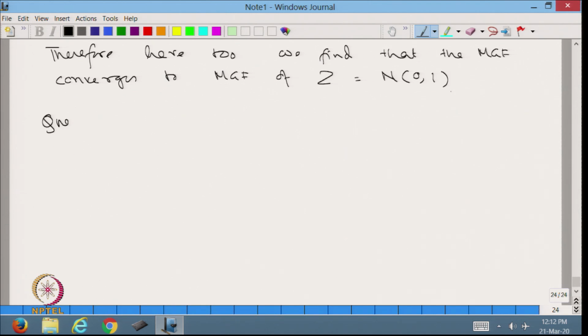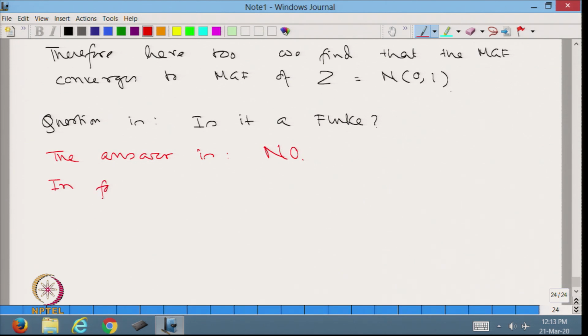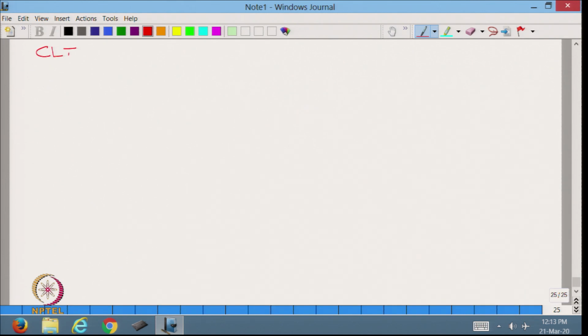The question is, is it a fluke? The answer is no. In fact, this is what the central limit theorem suggests. So, what is the central limit theorem?